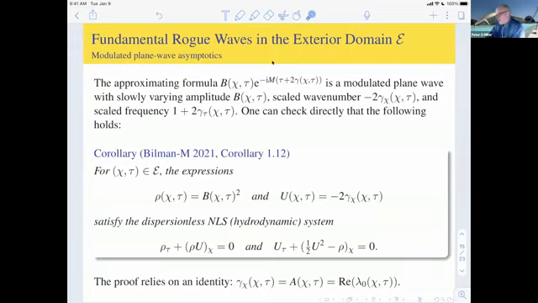But the proof anyway relies on just an identity, which is that the chi derivative of this phase gamma, you can prove that that's equal to this real part of the branch point A of chi tau, okay?